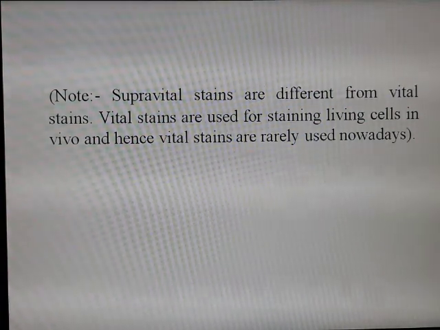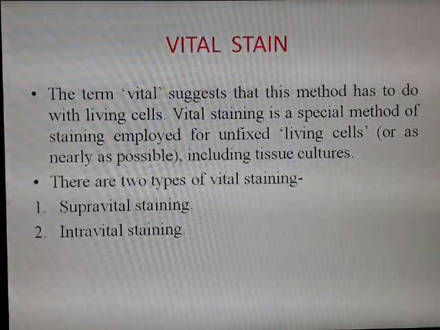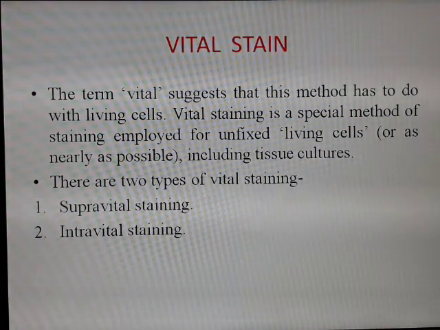Okay, we will come to this later on. Now, vital staining. The term vital suggests that this method has to do with living cells. Vital staining is a special method of staining employed for unfixed, that is living, cells. When a cell gets fixed, it is usually dead. So the cells are kept as nearly living as possible, including tissue cultures.